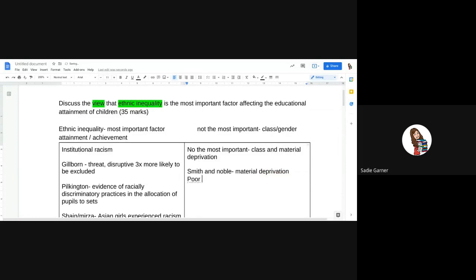So poor diet, poor housing. We're going to do Forsyth and Furlong. They're the most significant factor. They always go together, those two.